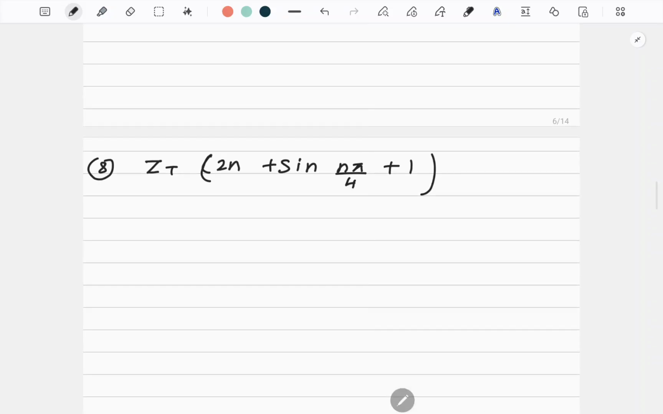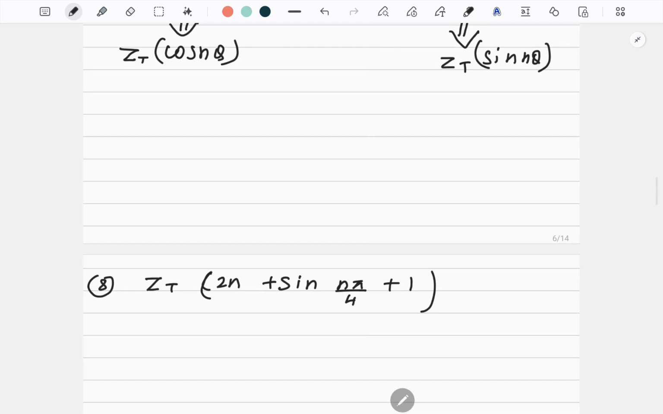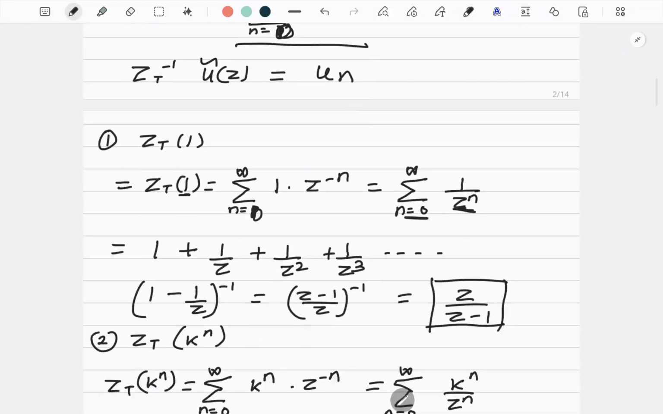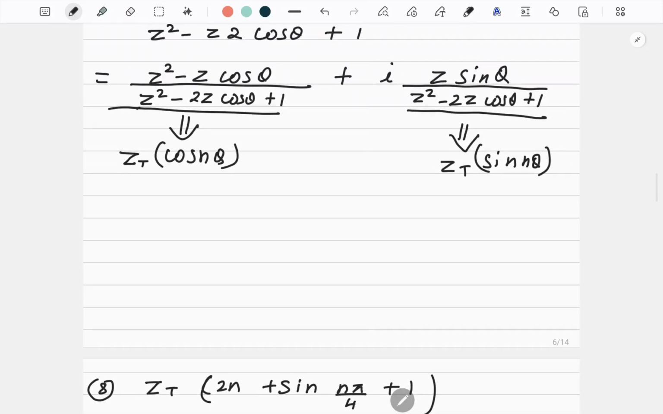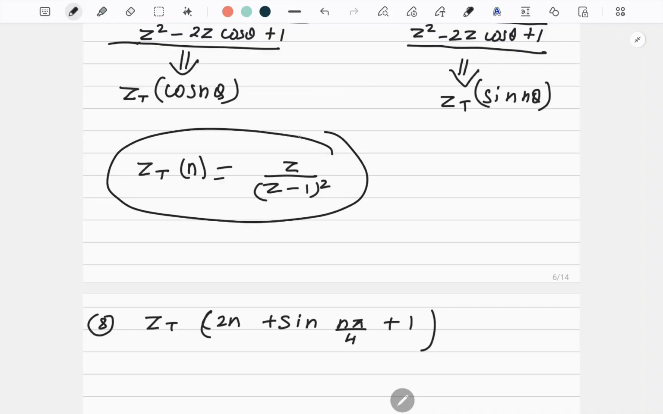Now this is a very important question again. Find the z transform of 2n plus sin n pi by 4 plus 1. Okay, we have not done the z transform of n. I think I skipped it. By mistake I have missed. Okay, no issues. We will do the z transform of n also. First, let me just use the result, then I'll tell you how to do it. Just remember for the moment that the z transform of n is equal to z upon z minus 1 square. So using this result, we will solve.